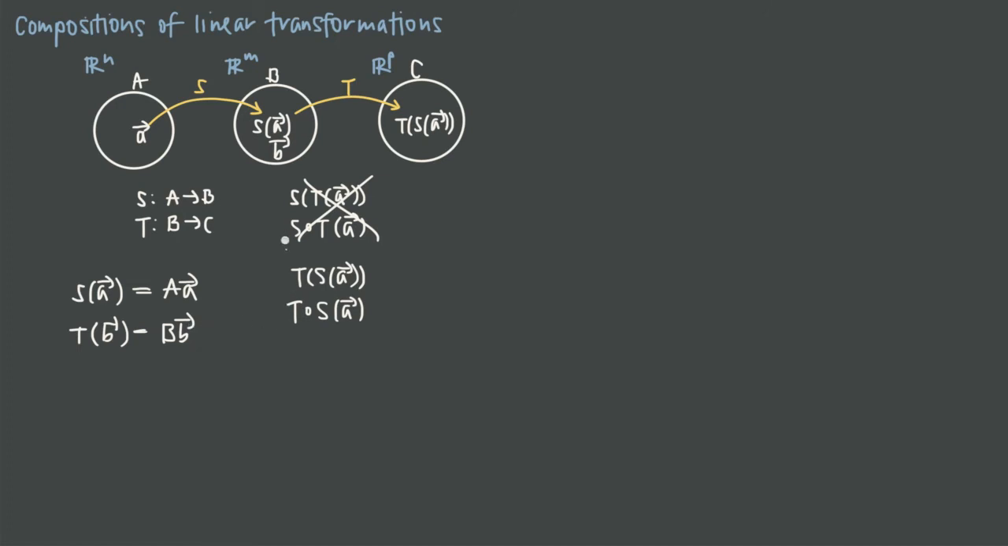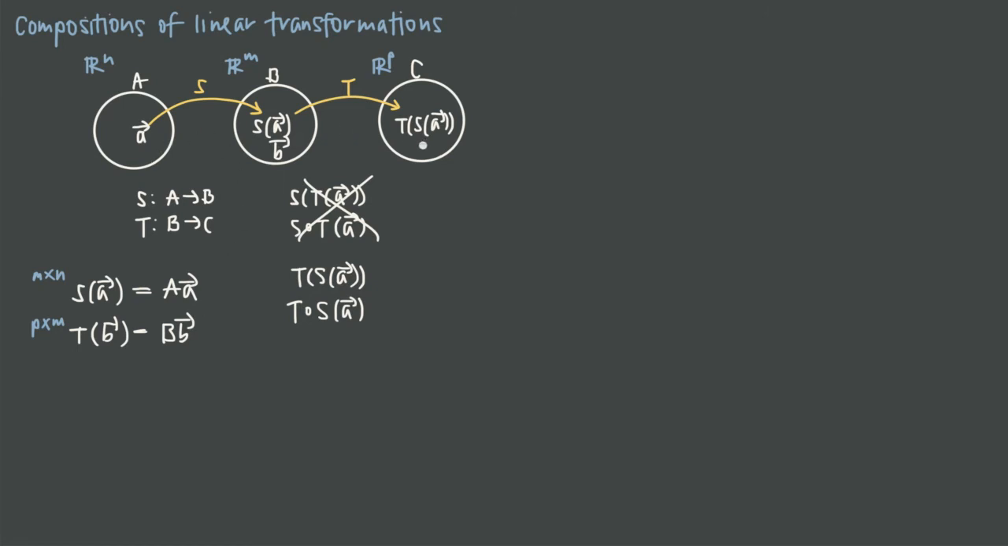And in this case, because we're saying that A is defined in Rn space, B is defined in Rm space, and C is defined in Rp space, by definition, the matrix A has to be an M by N matrix, and matrix B has to be a P by M matrix. Now here's sort of the unlock when it comes to compositions of linear transformations.